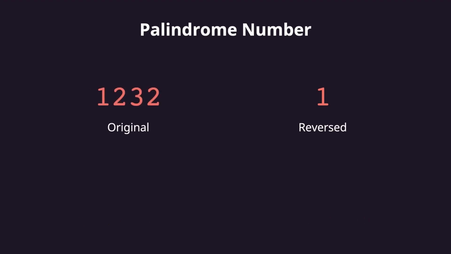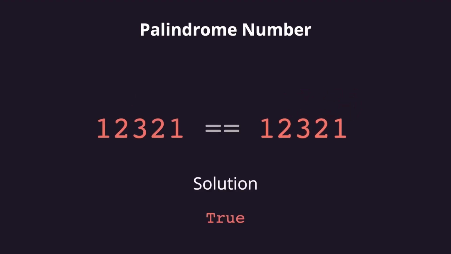Then we repeat this process one more time, and another, until the original number becomes 0. And once the original becomes 0, we have successfully reversed the number. Now we simply compare if the reversed number is the same as the original. If they are the same, we return true, and otherwise we return false. Let's see it in code.